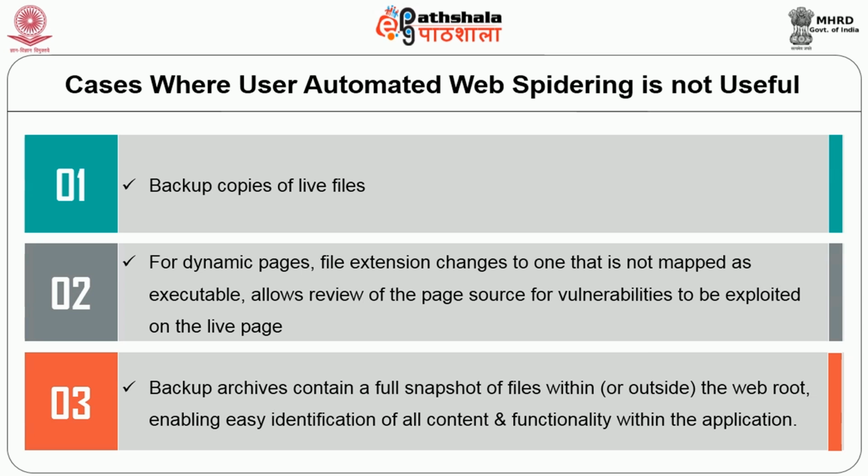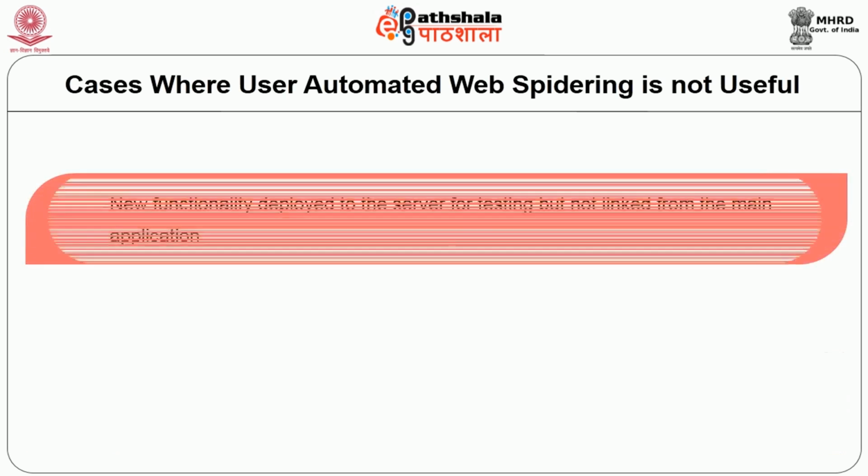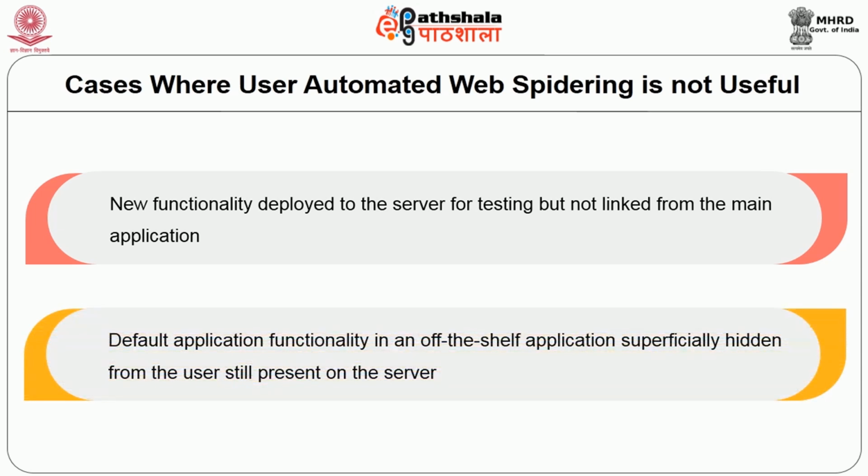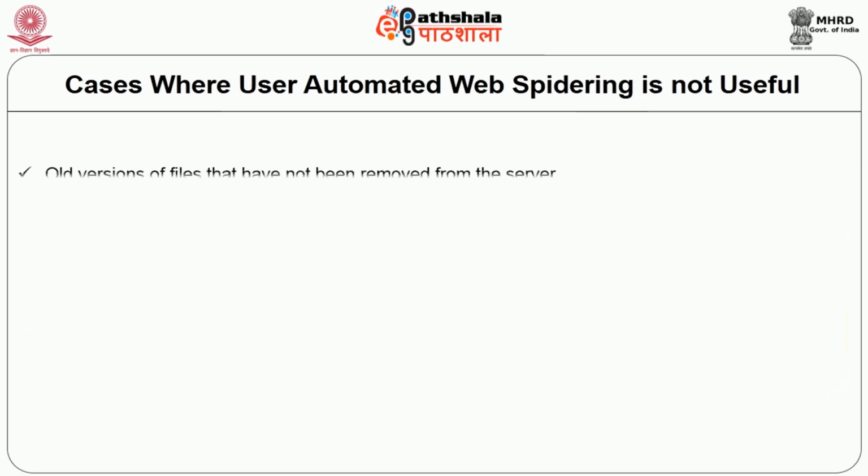It enables an attacker to easily identify all content and functionality within the application. New functionality that has been deployed to the server for testing but not yet linked from the main application. So certain web pages doing certain functionalities are ready, but they are not yet linked with the main page. Default application functionality in an off-the-shelf application that has been superficially hidden from the user, but it is present in the server. There are old versions of files that have not been removed from the server.